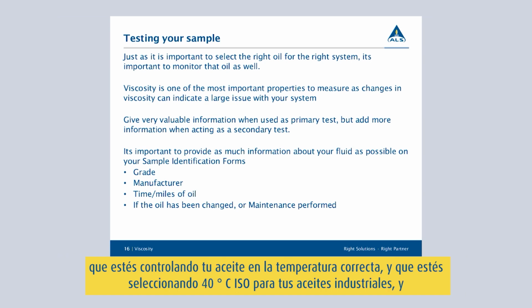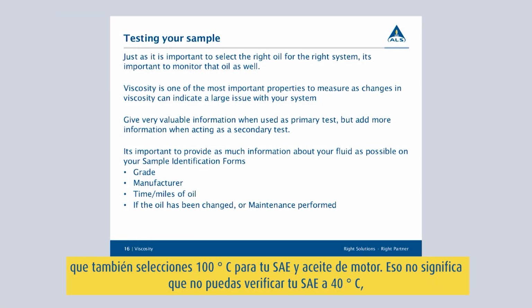So it's very important to test your oil sample, and viscosity is one of the things that you want to get checked every single time. It's also important that you're checking your oil at the right temperature. You're picking your 40 degrees C for your ISO industrial oils, and then you're looking at 100 degrees C for your SAE and engine oils.